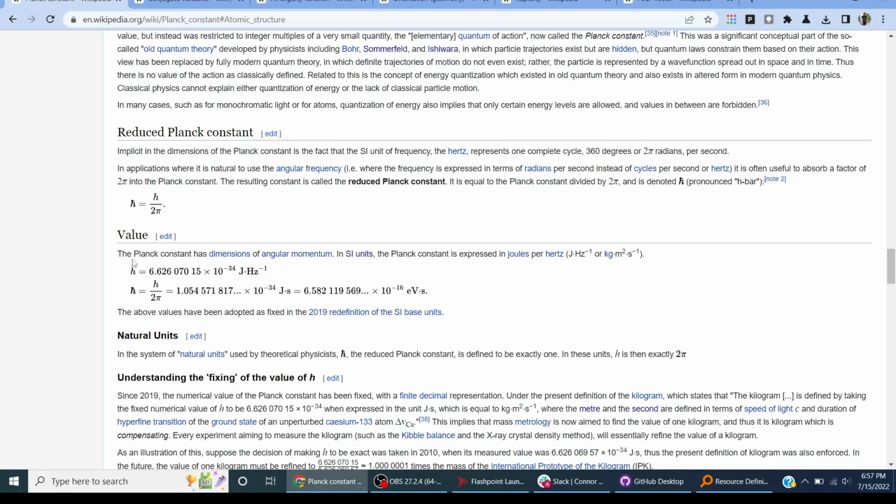Value. The Planck constant has dimensions of angular momentum. In SI units, the Planck constant is expressed in joules per hertz, joules inverse hertz, or joules per second, or joules second. Here, let me make an edit here.